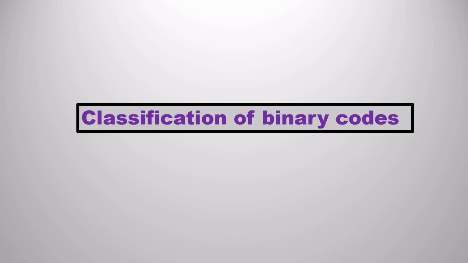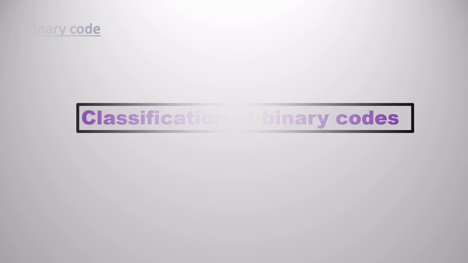Binary codes are the basic language of all digital systems. But these are not all the same. They are different types used for different purposes, like representing numbers, letters, and even for error checking. In this video I will explain how binary codes are classified and where each type is used. Let's get started with the basics and build up from there.